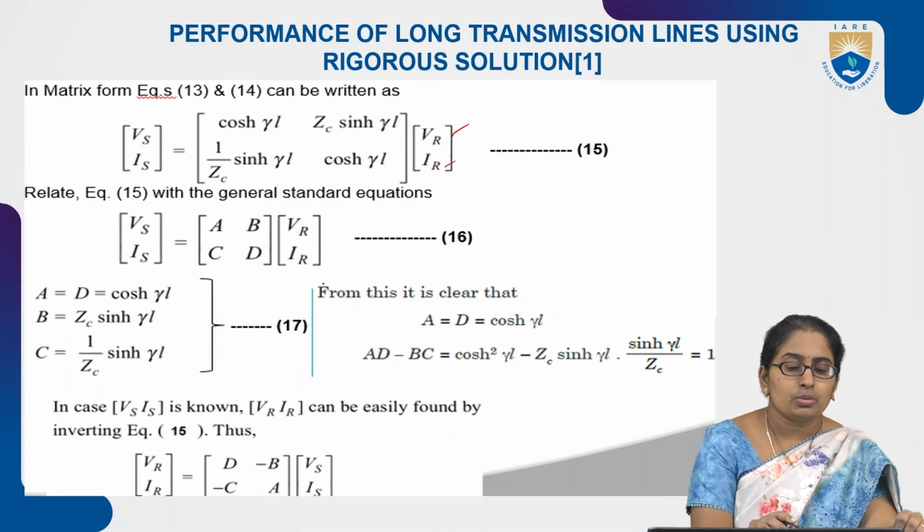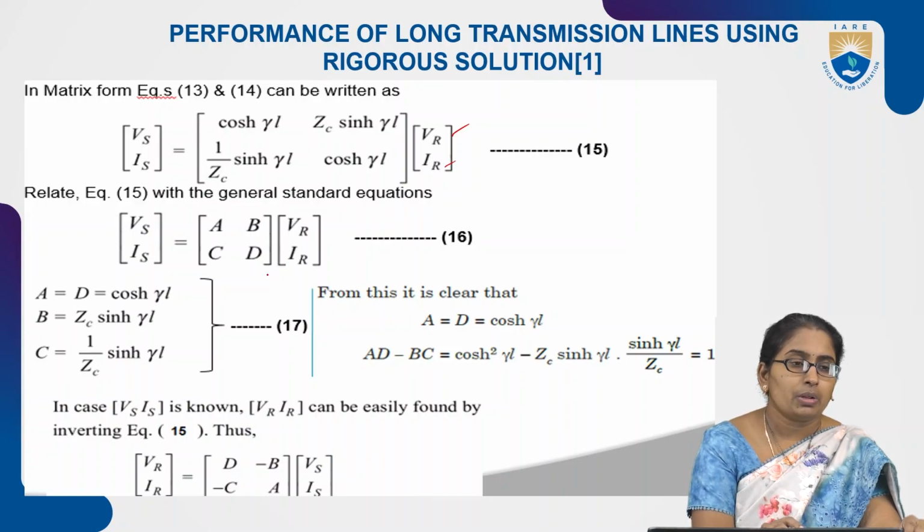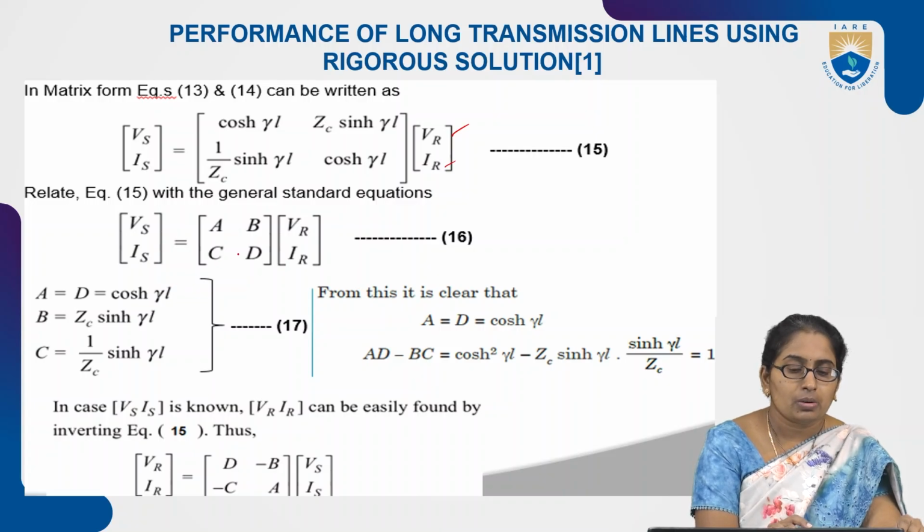Now compare this with the standard equations. Generally we know that ABCD constants are used to represent the performance of a transmission line. So compare this equation 15, written in matrix form, with the ABCD constants: Vs Is is equal to ABCD into VR IR.